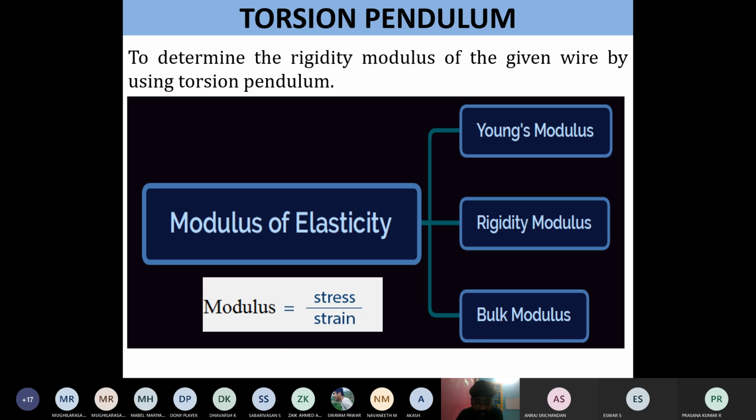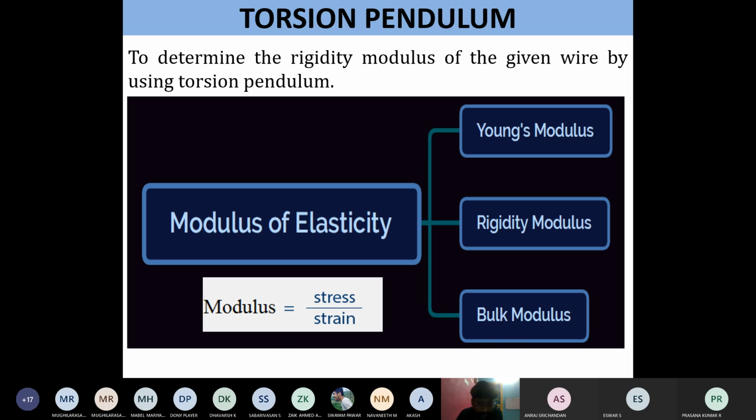Strain means change in dimension. Dimension means length changes, volume changes, or angular changes take place. So we can study this modulus in three ways. Linear changes, we study in Young's modulus. Angular changes, we study in rigidity modulus. Volume changes, we study in the bulk modulus. So these are the three moduli of elasticity.